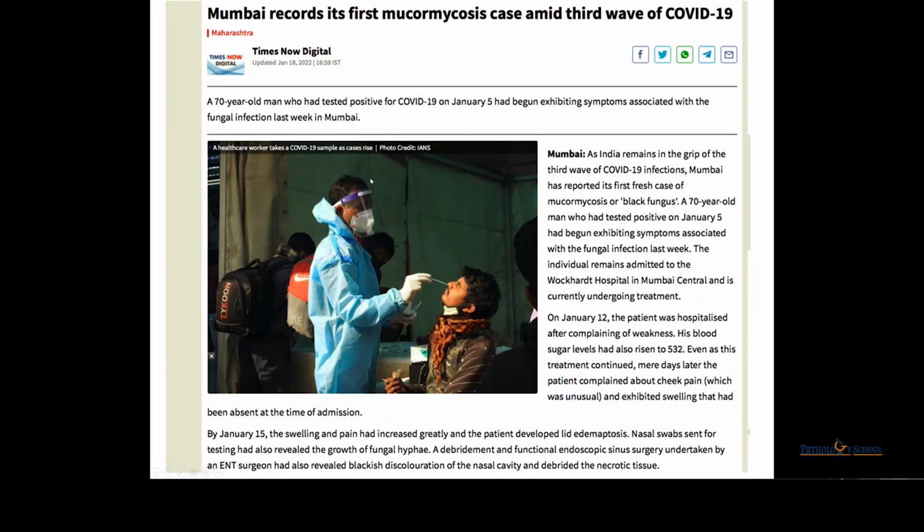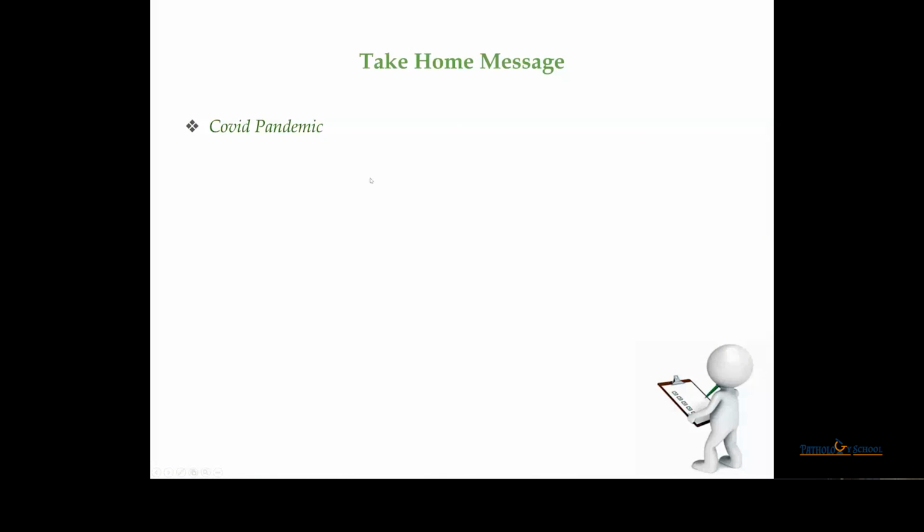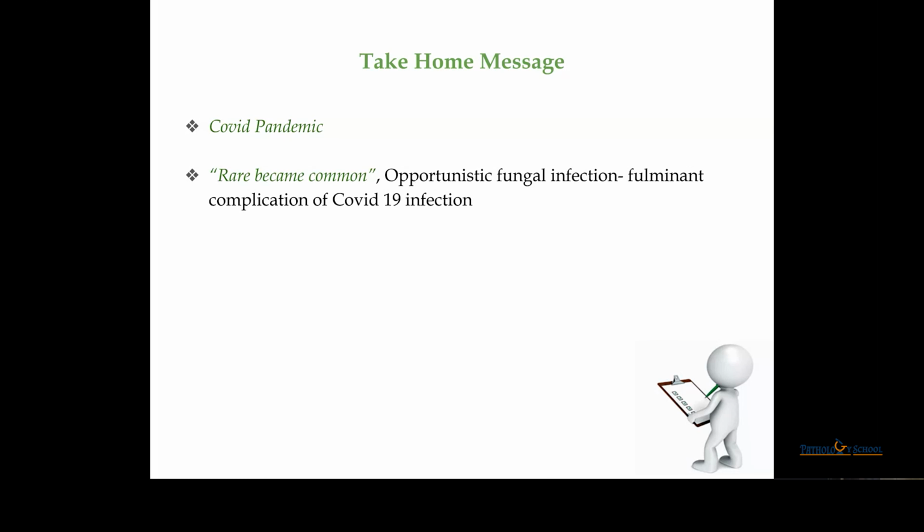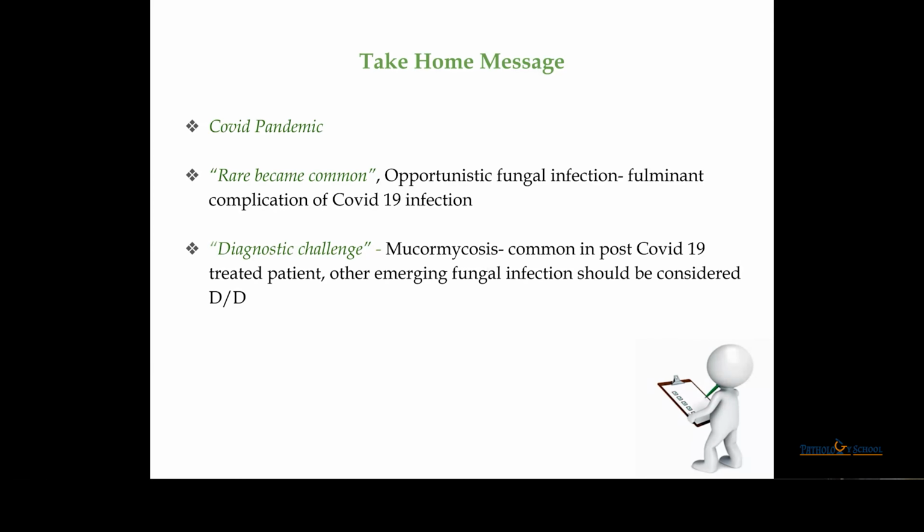Recently, in the third wave, mucormycosis cases have started coming again. So the take-home message from this study that we want to give is that in this COVID pandemic, as pathologists, we are learning about viruses and fungi. Before this pandemic, fungal infection was very rare, but now it has become more common. While dealing with cases like the present one, it is very difficult to categorize the fungus on histomorphology alone. Though mucormycosis is the most commonly reported, there are many other emerging fungal infections which should be considered. Also, co-infection with fungi should be kept in mind.